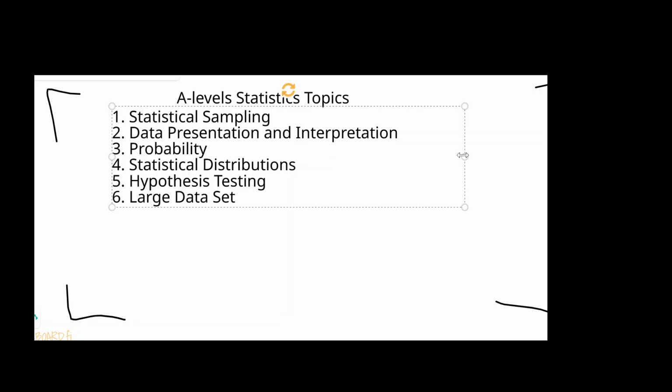Just a heads up, know your GCSE maths. It will be a good foundation for you if you're going on to A level mathematics.